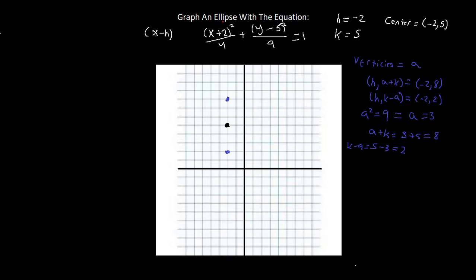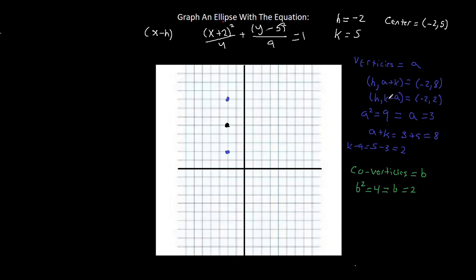So now let's talk about co-vertices. So that was vertices. Our co-vertices are going to rely on that b parameter. Again, b is related to the smaller denominator up here, which in this case is 4. So we know that b squared equals 4, which means that b is equal to 2. All I did was pull down the correct parameter and take the square root. So hopefully you're able to follow along with that.